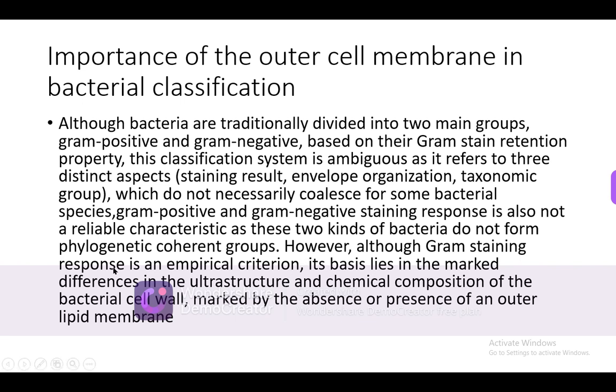Its basis lies in the marked difference in the ultrastructure and chemical composition of the bacterial cell wall. As soon as electron microscopy was developed, they studied why some are more invasive, why they are novel types of organisms, marked by the absence or presence of the outer lipid membrane. They studied this membrane under the electron microscope, and from there they took their knowledge of which bacteria are more invasive and which are not very invasive.